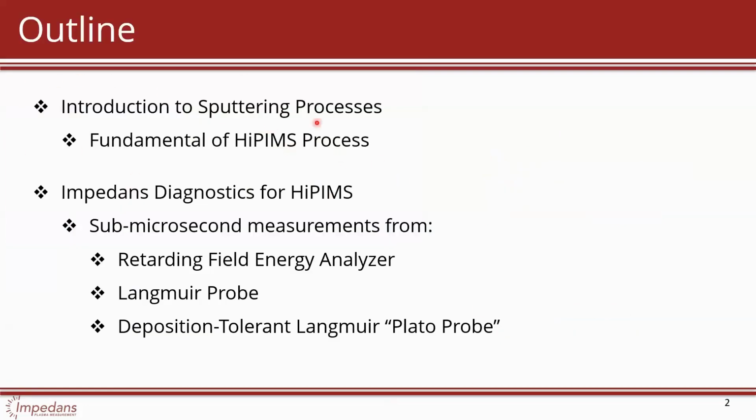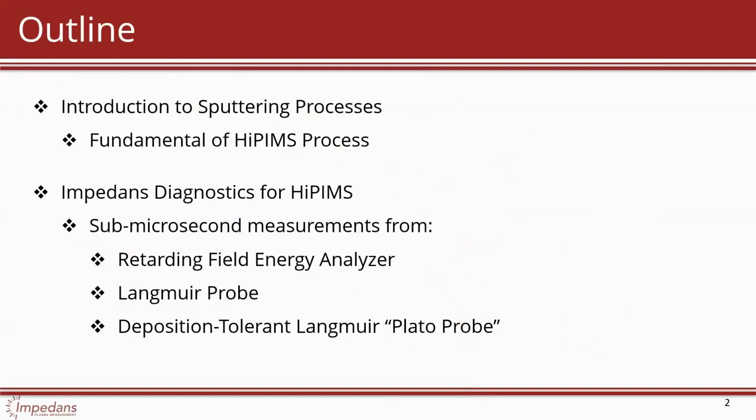So I want to start off with just an introduction to sputtering processes in general, and then I'll go through some nice data examples, particularly sub-microsecond measurements of pulsed sputtering regimes with RFEAs, Langmuir probes, and a special Langmuir probe called the Plato probe. I'll also show time average measurements of ion neutral ratios and deposition rates and this sort of thing.